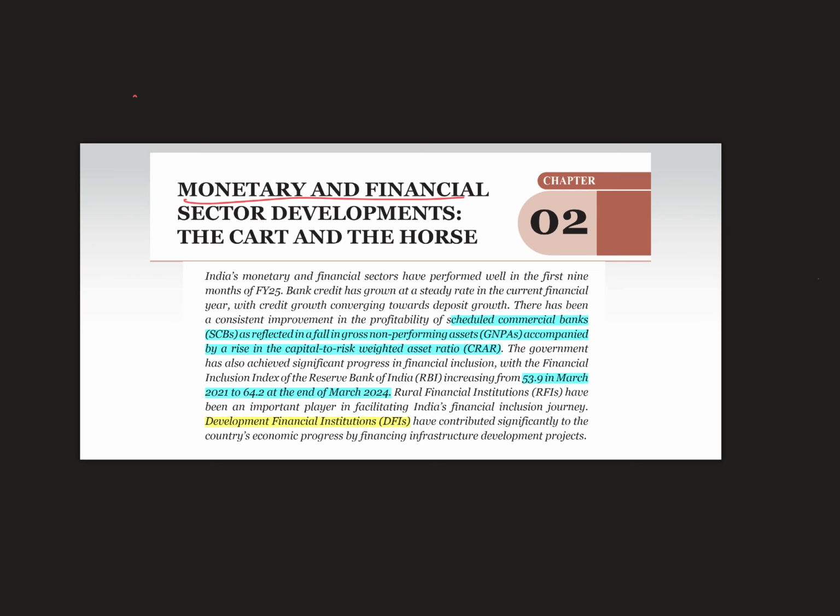This chapter is the largest chapter in the Economic Survey, but also the most fruitful one, because you get at least three MCQs from this chapter every year. Here, I've highlighted certain terms: GNPA, CRAR, Financial Inclusion Index of Reserve Bank of India, Development Financial Institutions. All of this become potential questions this year.